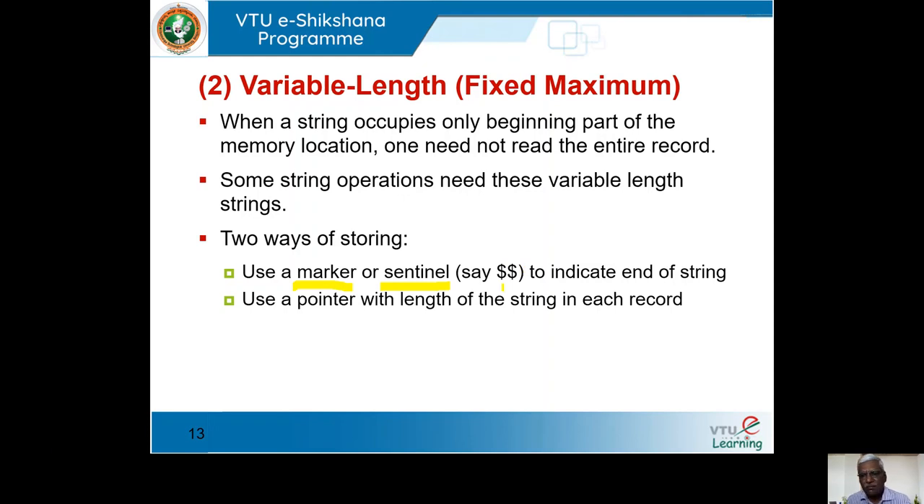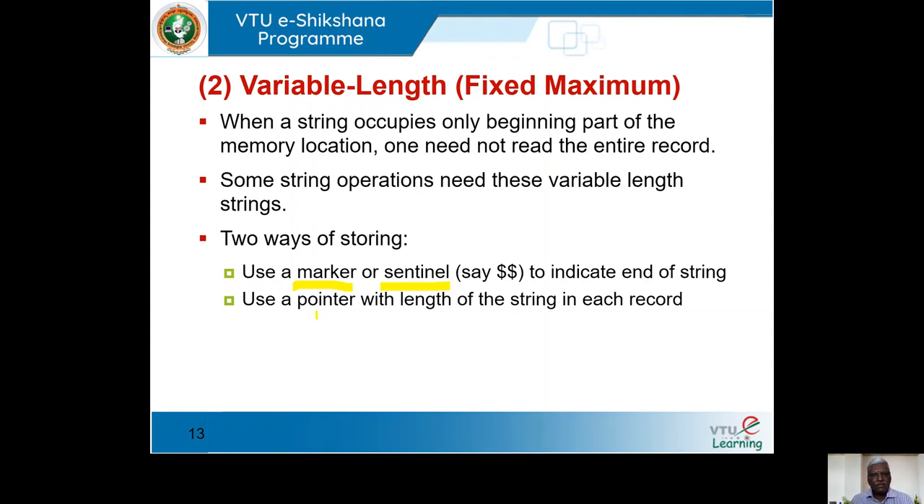In this case, let's take double dollar to indicate the end of the string, which means that we are not going to waste space. The next string starts after this. So when you process it, once you read double dollar, that means it is the end of the current string. Then the next string starts after that. Another method is to use a pointer with the length of the string in each record, where you store the length so that you know the first string has, say, 10 characters, the second may be 20. So it's variable, but not beyond a particular specified maximum.